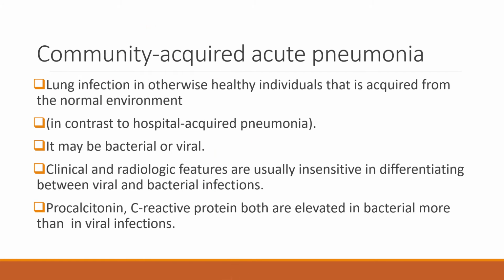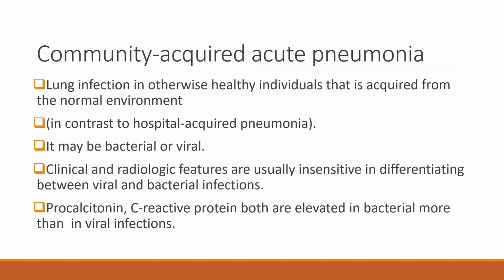So, community acquired acute pneumonia. That is a lung infection in otherwise healthy individuals, acquired from the normal environment. That is different from hospital acquired pneumonia, where pneumonia occurs in hospitalized patients. This acute pneumonia may be bacterial or viral, and from clinical and radiological features we can differentiate between bacterial and viral infections. But there are also some serological markers like procalcitonin.